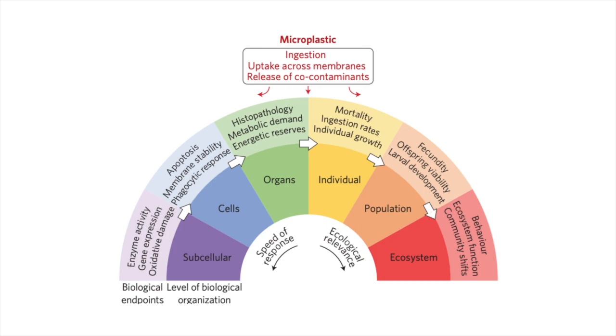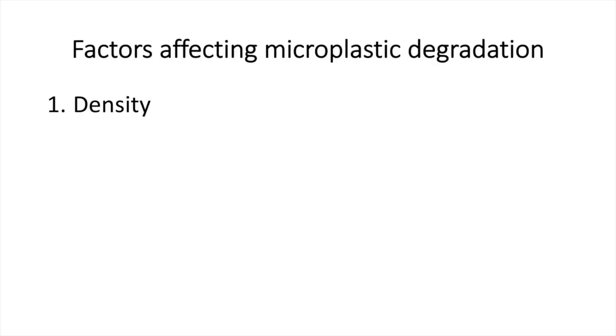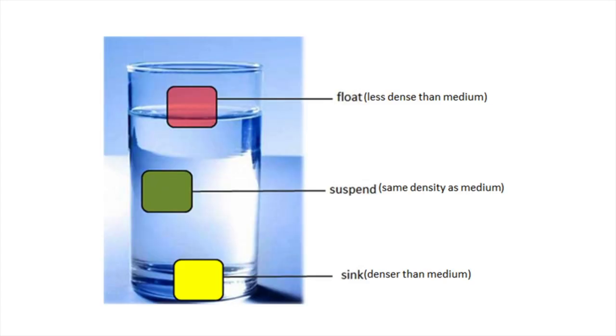So what are the factors that affect microplastic degradation? Well, one is density. So different kinds of plastic have different densities. And the more dense plastic particles tend to sink, whereas less dense particles tend to be suspended throughout the water column. And then the least dense plastic particles float on the water surface.